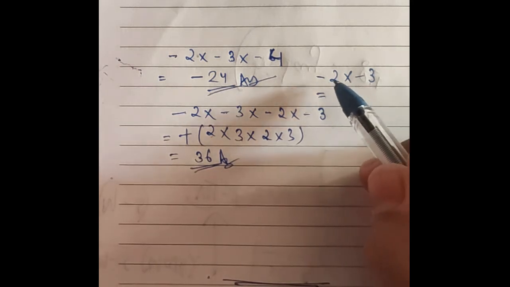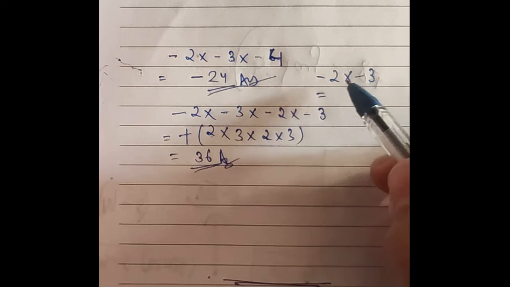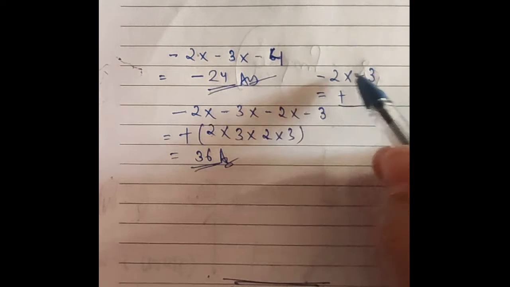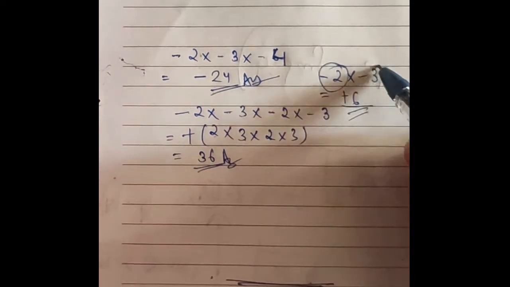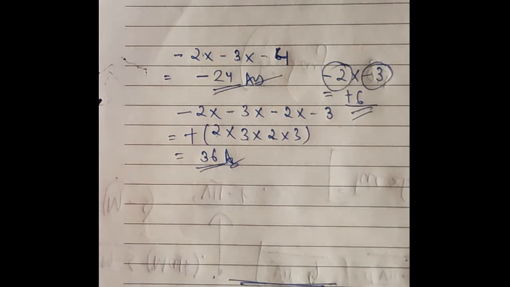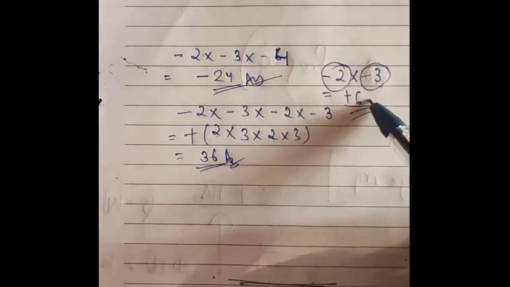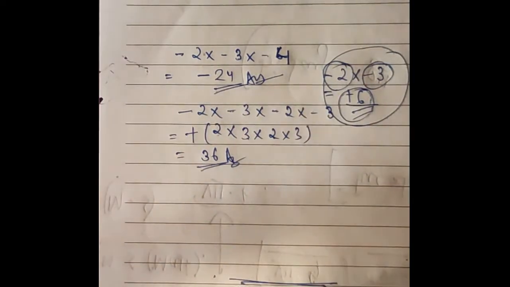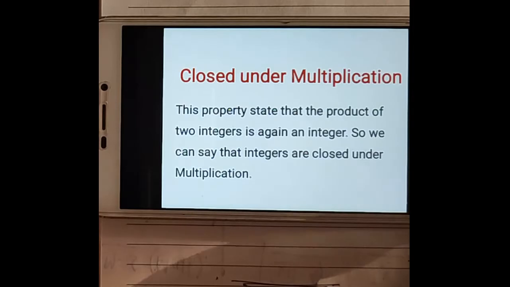When you multiply these two integers, what is the result? The result is again an integer, because minus minus is plus, 2 3s are 6, and 6 is an integer; minus 2 is an integer, and 3 is an integer. So what closure under multiplication states is very true: whenever we multiply two integers, any integers, positive or negative, the result will again be an integer. So we can say that all integers are closed under multiplication. Okay, this is the first property.